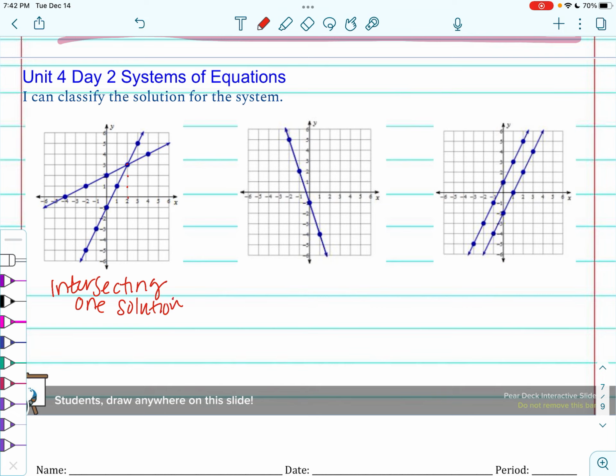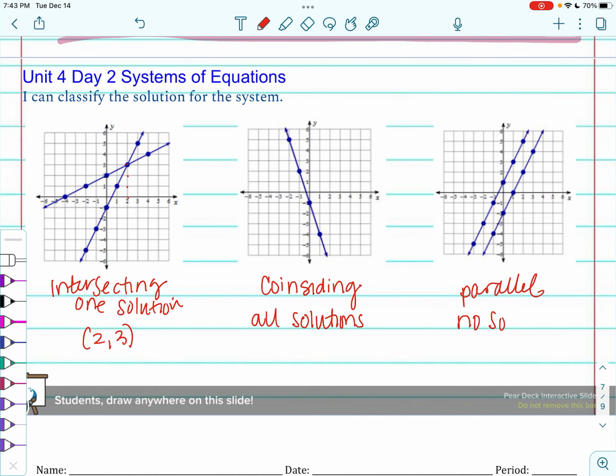Over 2, up 3. Over 2, up 3. When I look at the next one, I'm like, whoa, there's only one line. And that can only mean one thing. There are two lines that lie on top of each other, so this is coinciding. Okay, you could also say all solutions. All numbers are solutions. And then example number 3, these are parallel lines, so they have no solutions.